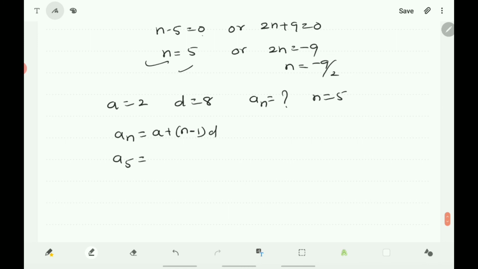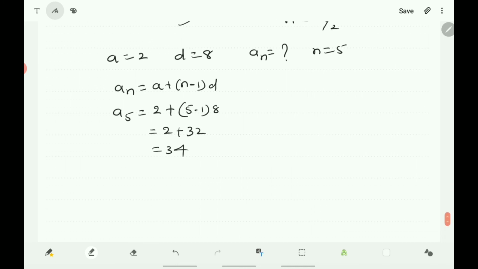a5 is equals to, a is 2 plus 5 minus 1 into 8, that is 2 plus 4 8s are 32, that is 34. That 2 plus 32 is 34, that is a5 is equals to 34. Here for n is equals to 5, an is equals to 34.